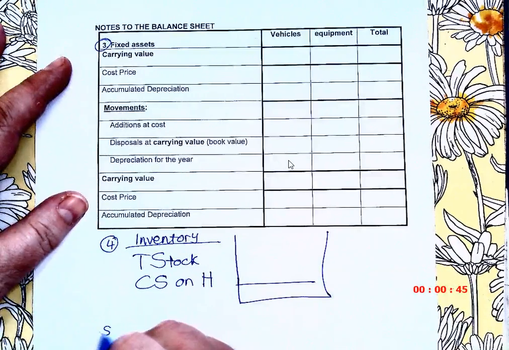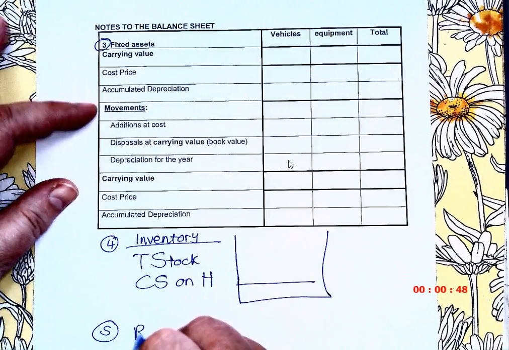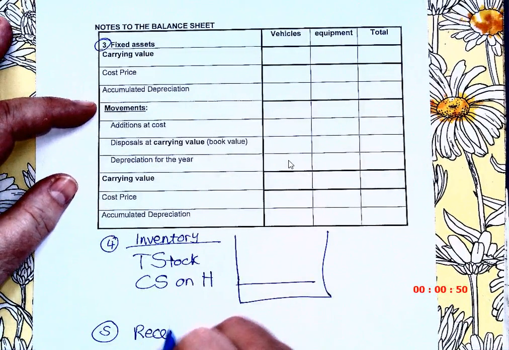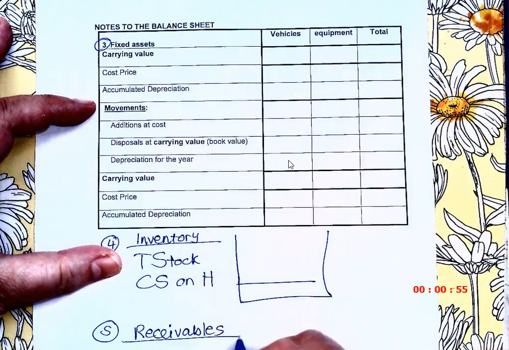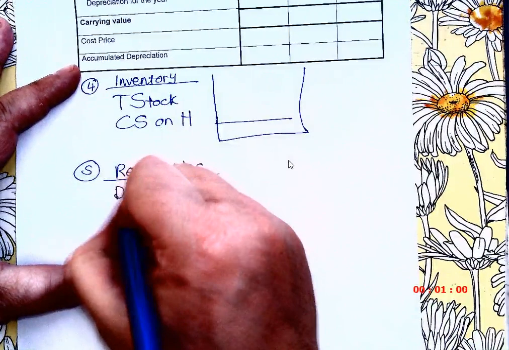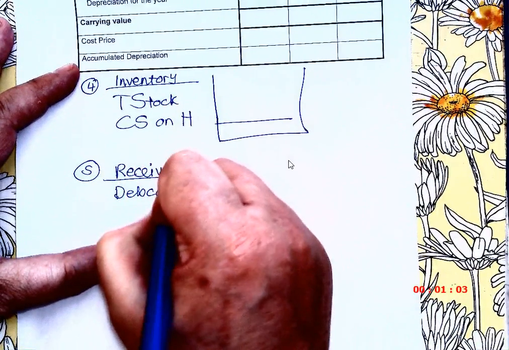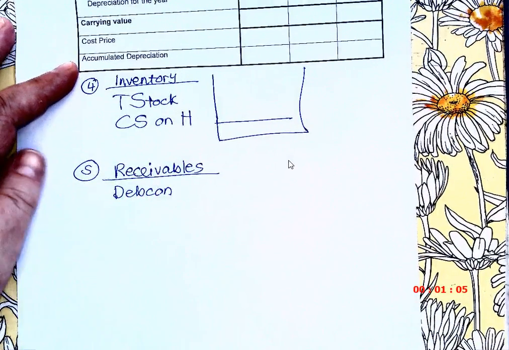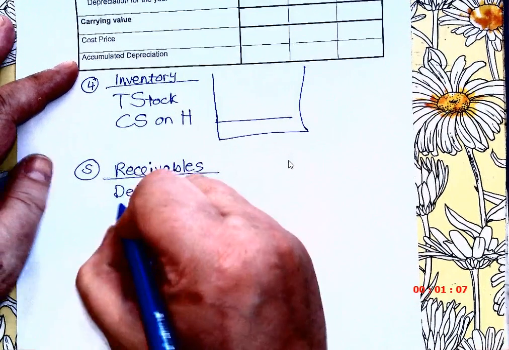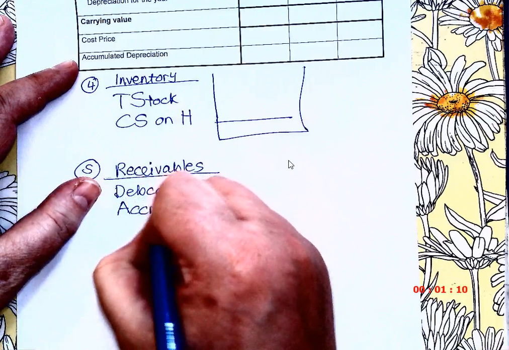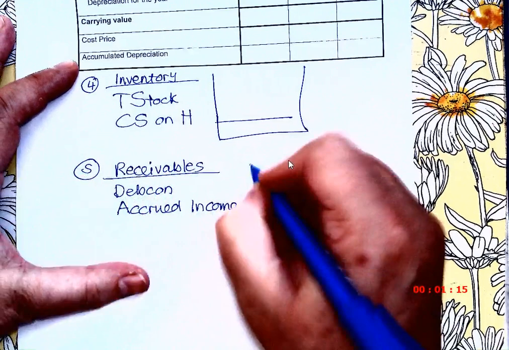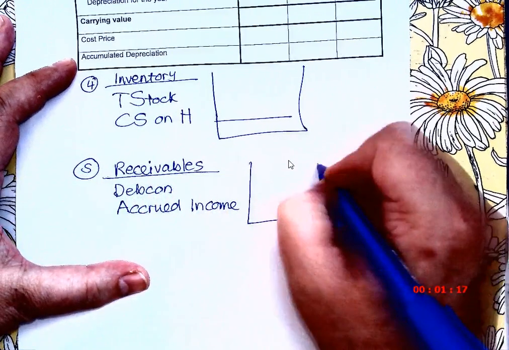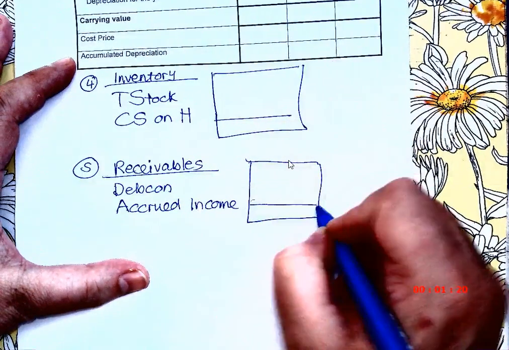Then I have receivables. I asked you note 5, which is receivables. Okay? So receivables is going to be a note debtors control, or you can write trade debtors, which is the same as debtors control. And at this stage, we only have accrued income. So it's only 2 things that I'm going to add also. You see? How easy is this?